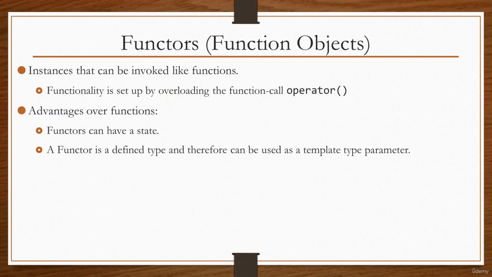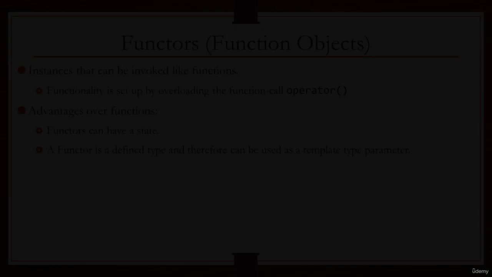Now a functor or a function object is an instance that can be invoked like a function, and the functionality is set up by overloading the function call operator. The advantages of functors over functions, now not function pointers but functions, are that functors can have a state. They can have members that can change and update during program execution, and a functor is defined as a type, and therefore they can be used as a template type parameter. I'll demonstrate how this is useful and why this is important in later examples.